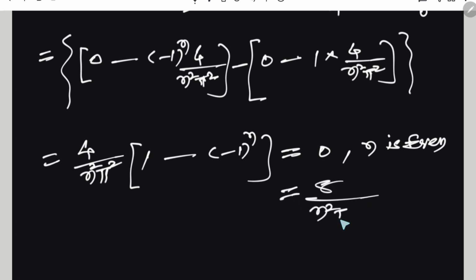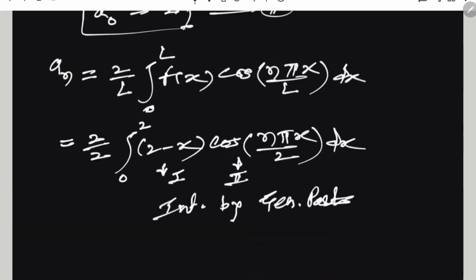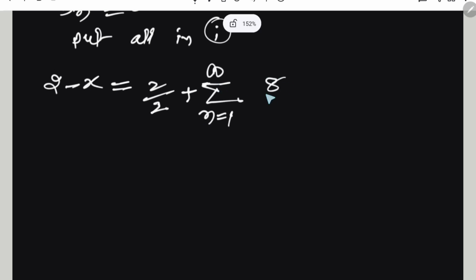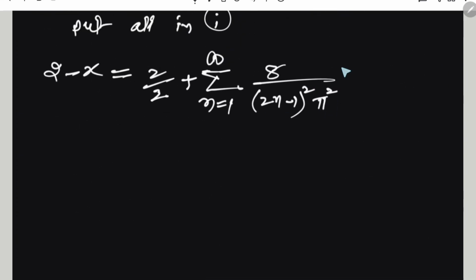And therefore we replace n by 2n minus 1 while substituting in equation 1, and therefore Fourier series becomes 2 minus x is equal to a0 as 2 by 2, plus summation from 1 to infinity. Value of an is 8 upon 2n minus 1 whole square into pi square multiplied by cos of 2n minus 1 into pi x whole divided by 2, as the required half range cosine series.